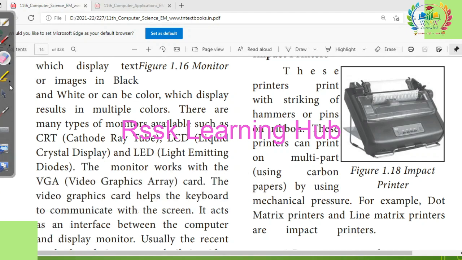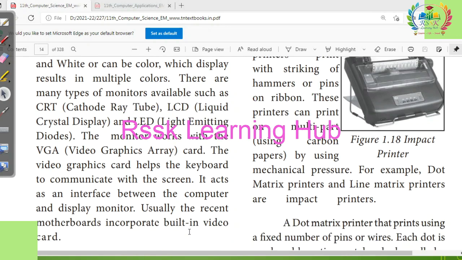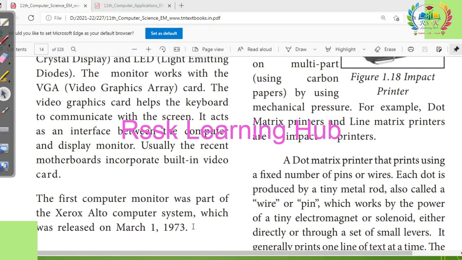Next, based upon this video card, it helps the computer to communicate with the screen. It acts as an interface between your computer and the display monitor. Usually the recent motherboards have a built-in video card. Previously, they may have had a separate video card. The first monitor was part of the Xerox Alto computer system, which was released on March 1st, 1973.